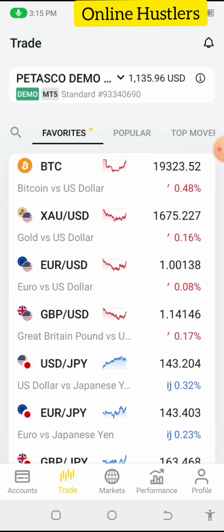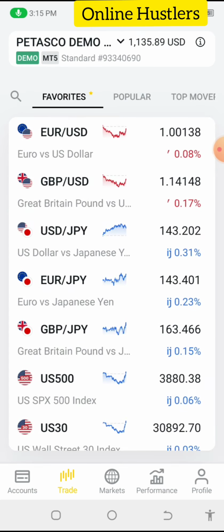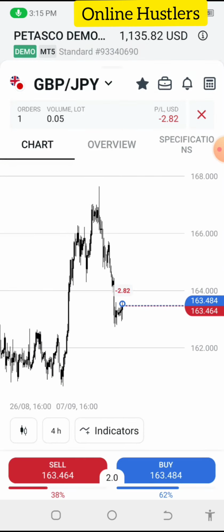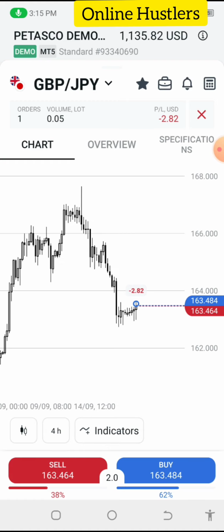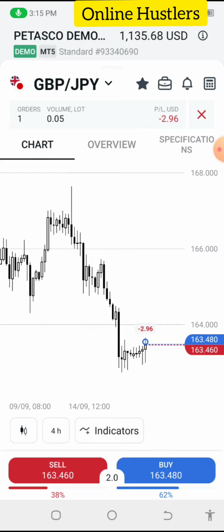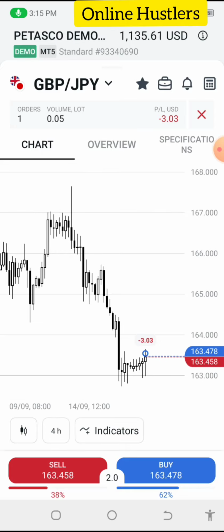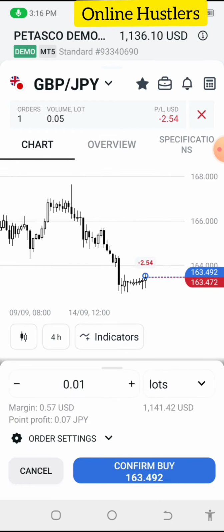So the signal is on JPY. I already opened a position with it, but I thought I'd share this idea with you, in case some of you also want to trade. So now the signal is telling us that we should buy, so we just click on buy.